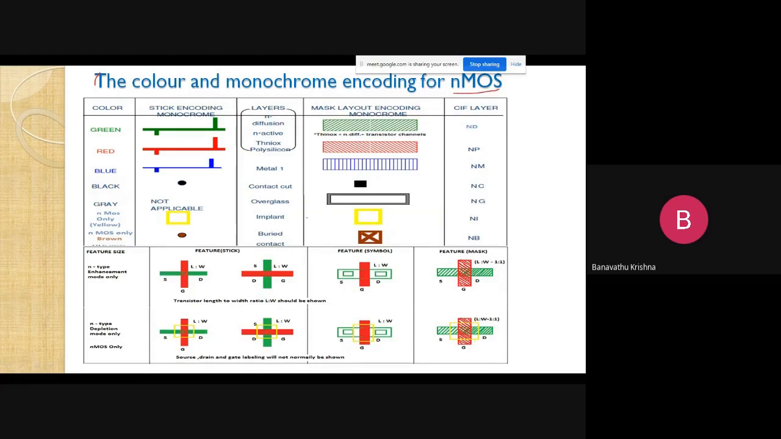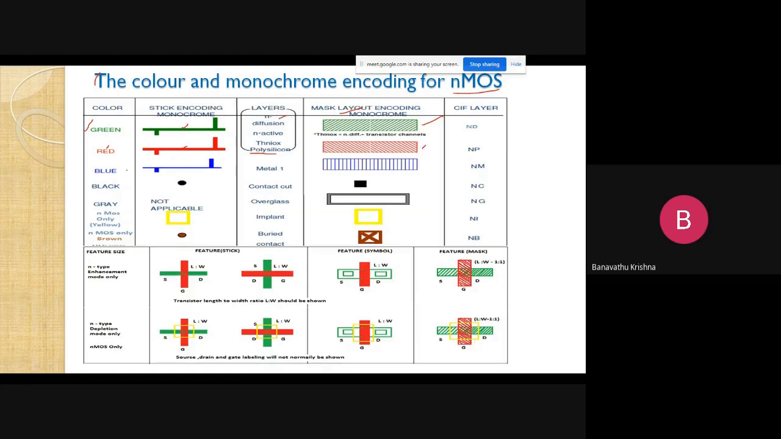This is a very important table here from the examination point of view also. So for green color, it is N diffusion, or N plus active region. So this is the stick encoding, monochrome. In a stick diagram we want the layer like this formation, whereas in layout design, you want to use it like this. Similarly, red color is nothing but polysilicon, and the representation in layout is like this.